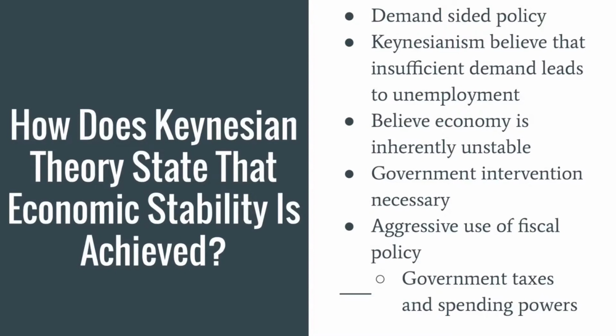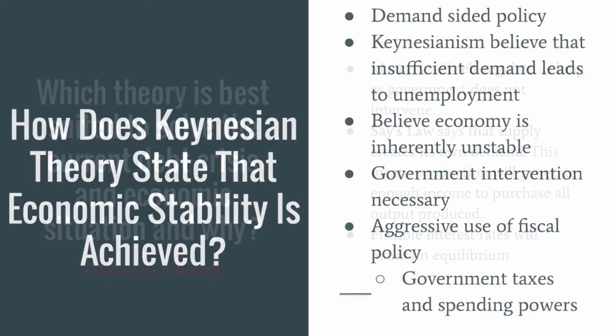Keynesian theory is a demand-side policy and believes that insufficient demand leads to unemployment. Keynesians believe that the economy is inherently unstable and that government intervention is necessary to achieve full employment. They aggressively use fiscal policy, such as government taxes and spending powers, to alter macroeconomic outcomes.